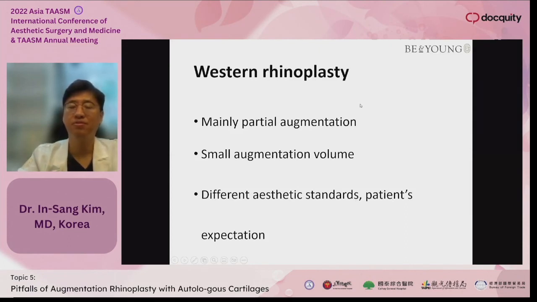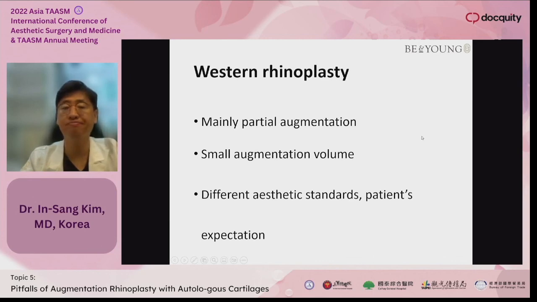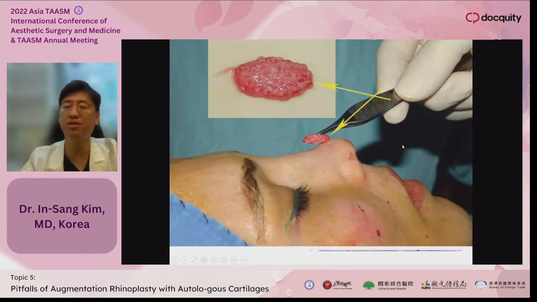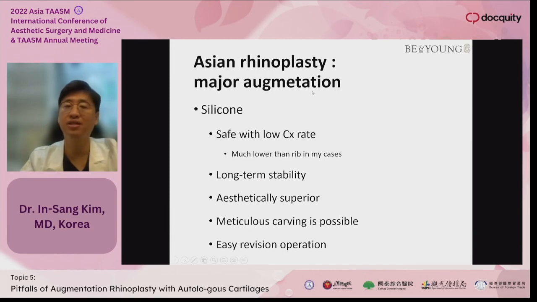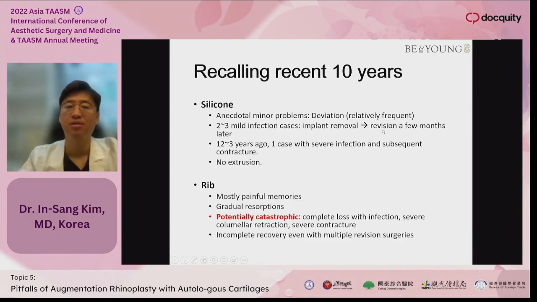The difference with Western rhinoplasty is mainly partial augmentation and different aesthetic standards and patient expectation. Usually partial augmentation, so diced cartilages are enough. But in Asia, it is major augmentation. Recalling the recent 10 years for me, with silicone, very rare problems, no extrusion at all. But with rib cartilage, painful memories for me and potentially catastrophic results.